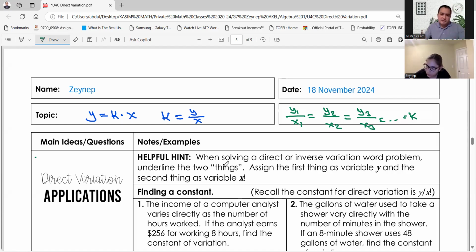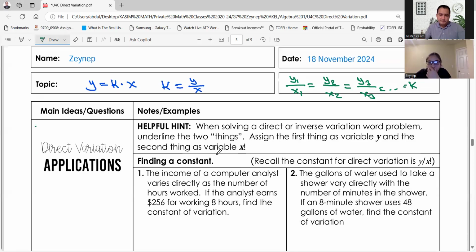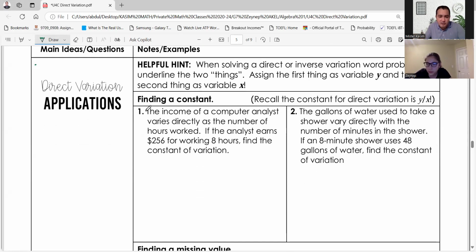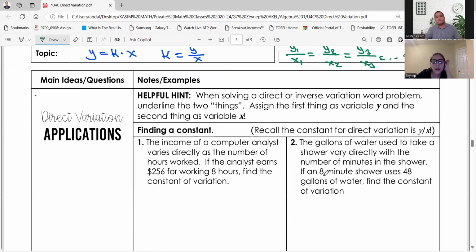The graphing is really easy if the equation is given. Okay, read the first question. First, also read the helpful hints. Helpful hints: when solving a direct or inverse variation word problem, underline the two things, assign the first thing as variable y and the second thing as variable x.